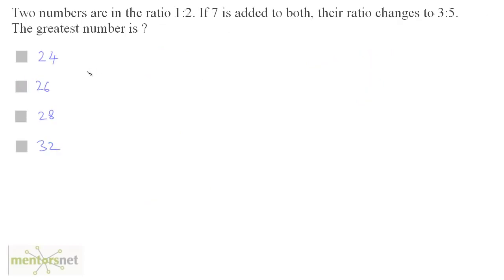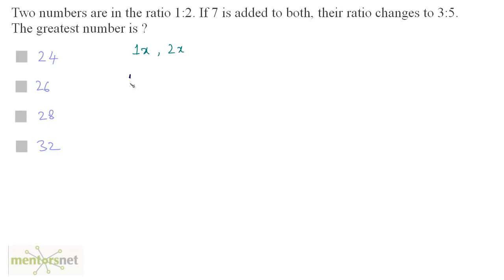Two numbers are in the ratio of 1:2. If 7 is added to both, their ratio changes to 3:5. What is the greatest number? Now this one is also similar to the previous question that we solved. Solve this. Well, the two numbers are in the ratio of 1:2. So I can say that the numbers are 1x and 2x, and x being the common factor between those two numbers. Now 7 is added to both and the ratio becomes 3:5.